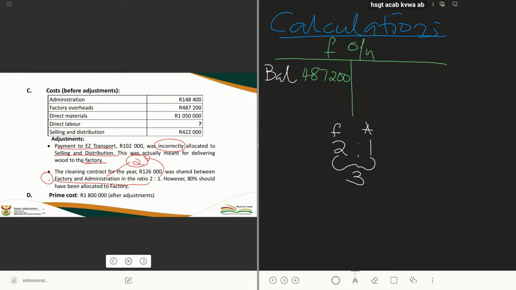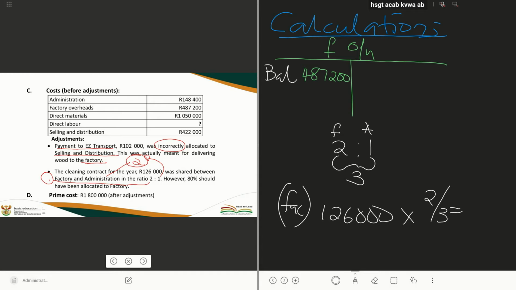So it means all in all there were 3, then 2 portions go to factory, 1 portion goes to admin. How much was that? It was 126,000. So let's check how much went to the factory. So it is 126,000 times 2 divided by 3. Remember, this one is for factory. Times 2 divided by 3.